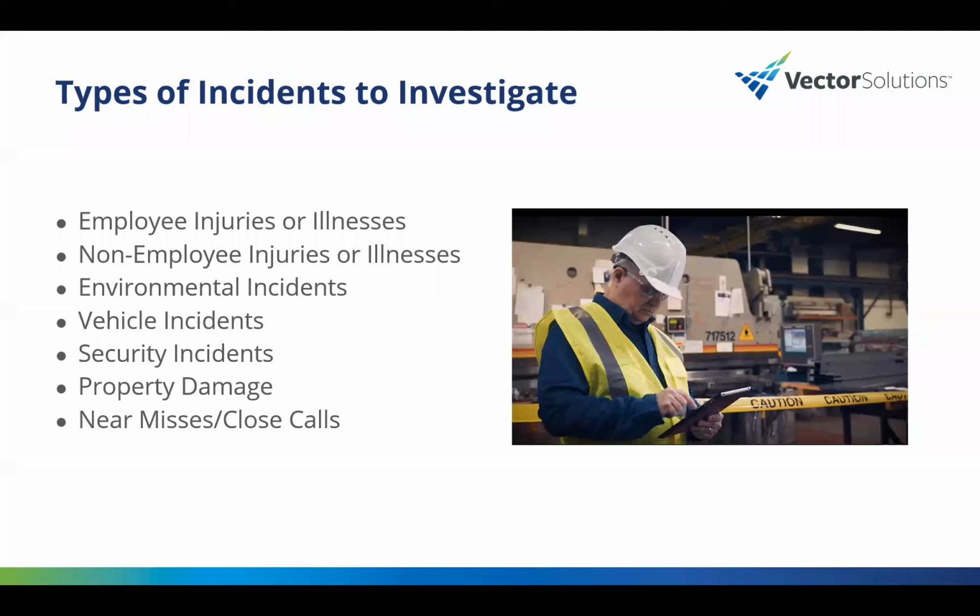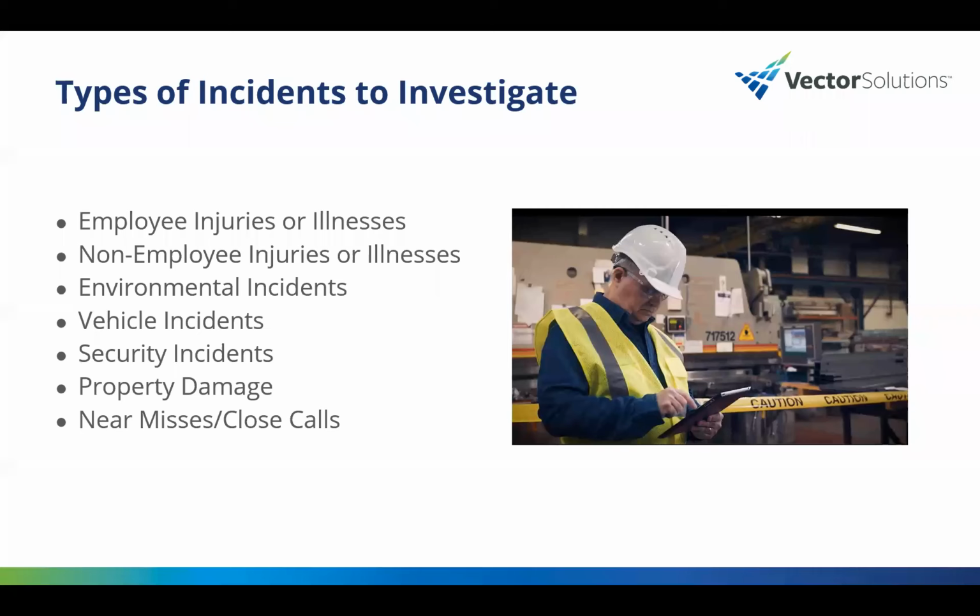Security incidents, really that could be anything from crime, a threat, an assault. A lot of organizations get tips about potential security vulnerabilities. A lot of times people investigate those as well. Property damage, in addition, sometimes comes out of vehicle incidents, but sometimes you have property damage on its own. And then another key one is near misses and close calls.